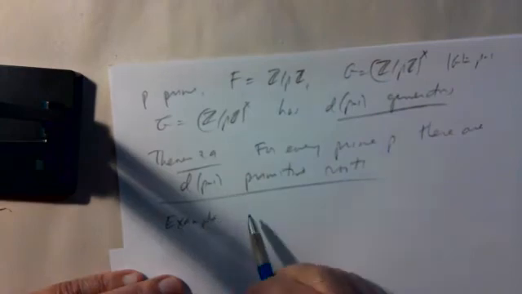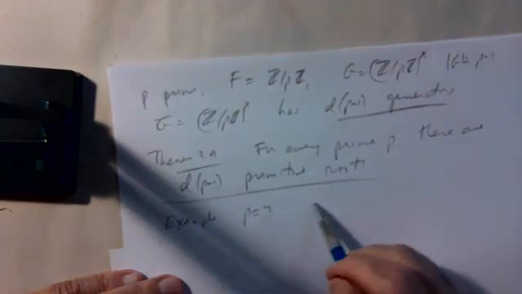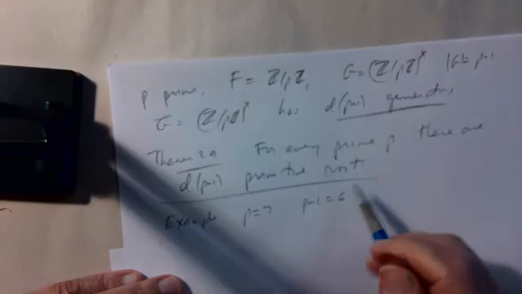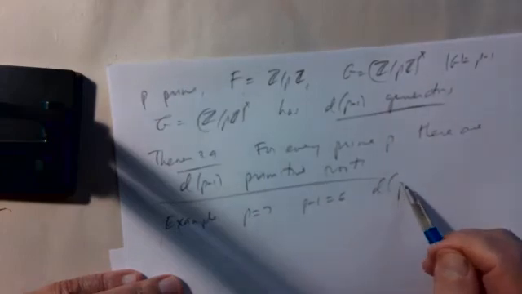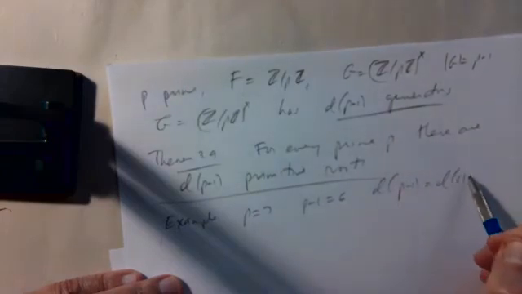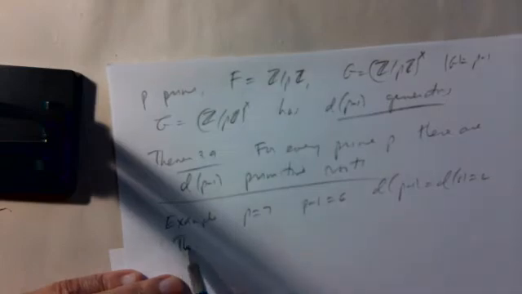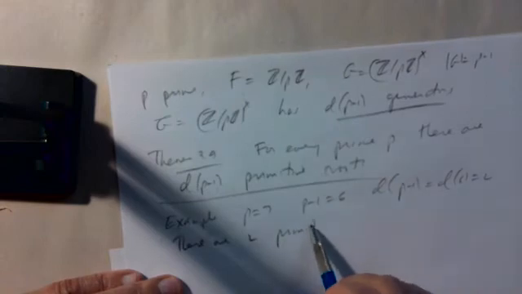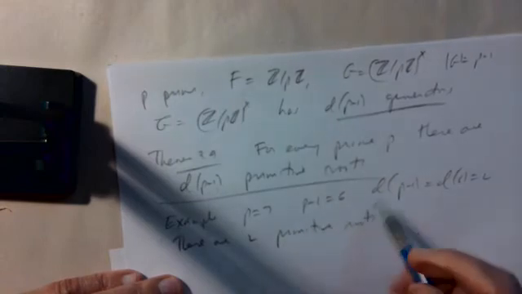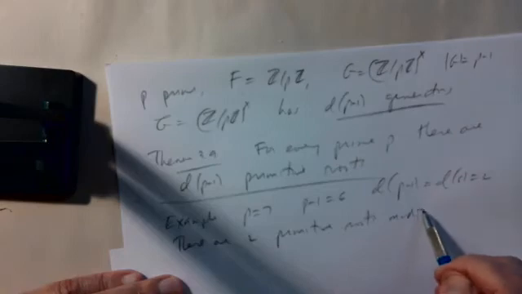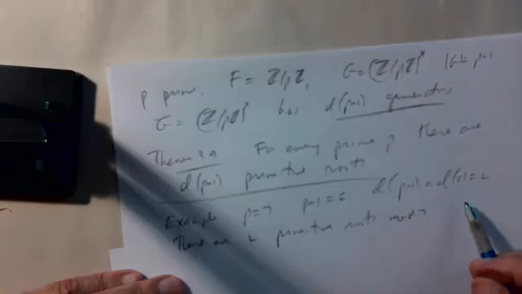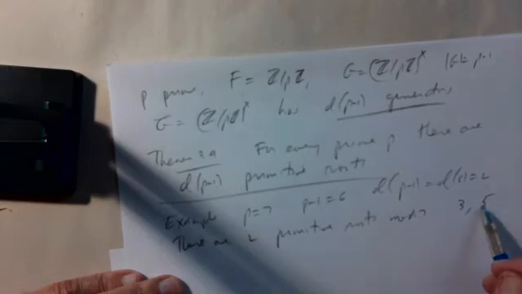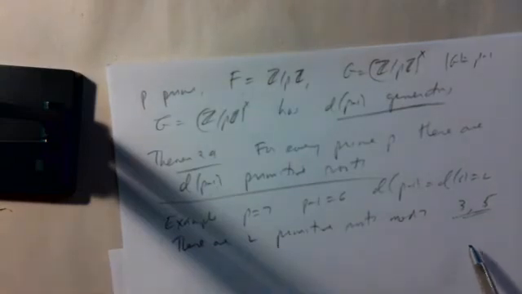So for example, if we take P as 7, P minus 1 is 6, phi of 6 is 2. So there are exactly 2 primitive roots mod 7. And one of them we saw was 3. And I bet the other one is 5. Let's see.